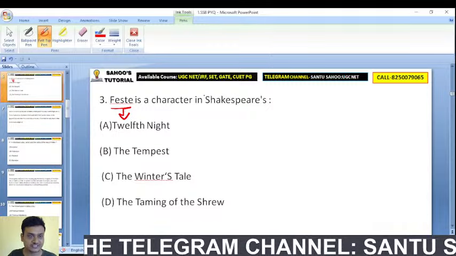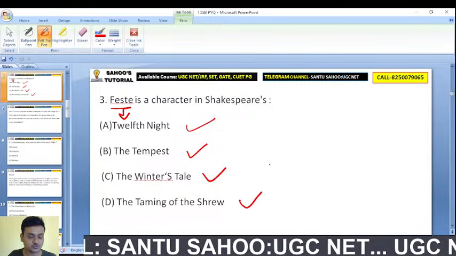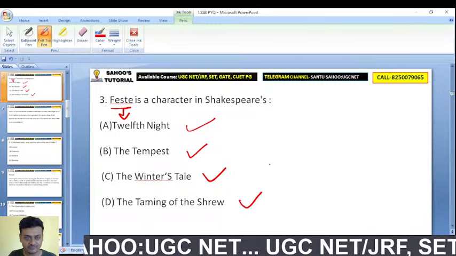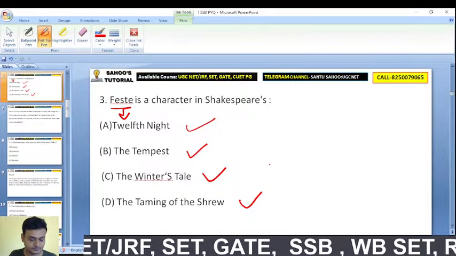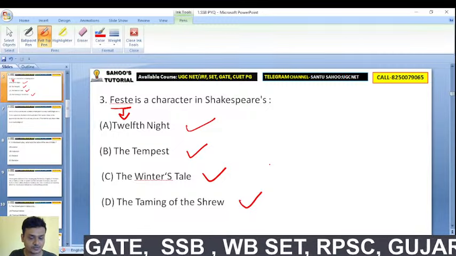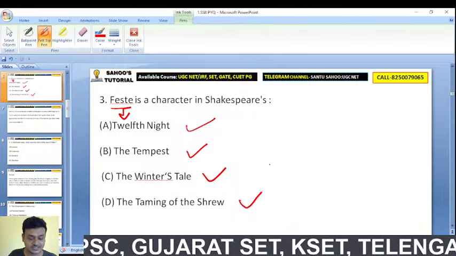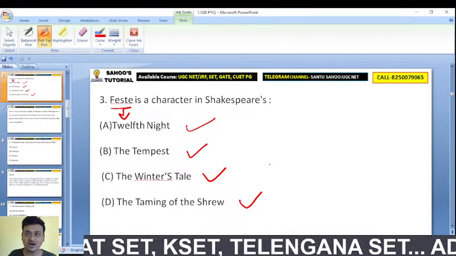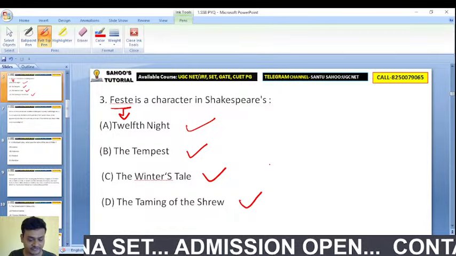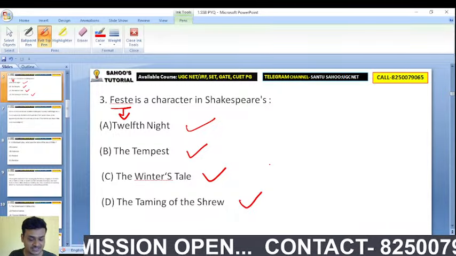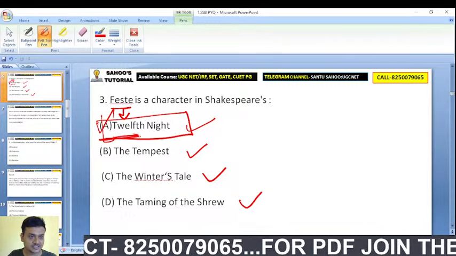Here is Feste. Feste is a character in Shakespeare's Twelfth Night, The Tempest, The Winter's Tale, The Taming of the Shrew. Feste is a famous character as well. And this is actually the last work of Shakespeare. It is also known as the Swan Song. Now tell me, Feste appeared in Shakespeare's which play? Exactly, Orko. Excellent, it is Twelfth Night. Feste is a character that appeared in Shakespeare's Twelfth Night.